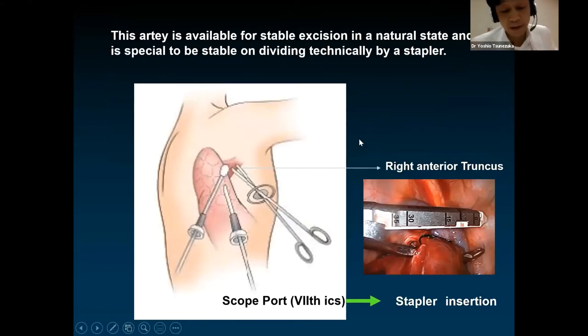We make it a rule to divide the right anterior thorax by a stapler through the seventh intercostal port at the mid-axillary line. This procedure is standard in multiple bullae and general open thoracotomy. Usually, we insert a scope through the seventh intercostal port, but when resecting the right anterior thorax, we move the scope to the anterior utility port, and we use the scope as a light source to record the procedure. We can perform stable excision by a stapler from the same seventh intercostal port at the mid-axillary line. Therefore, the right anterior thorax is special, to be stable on a dividing technically by a stapler.